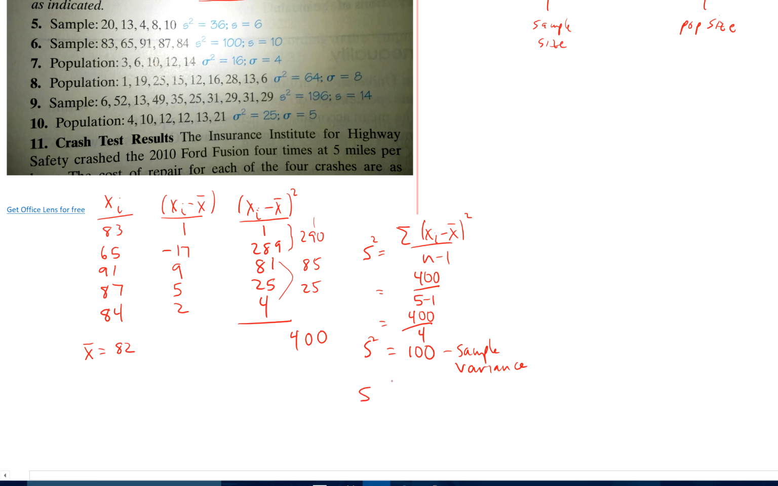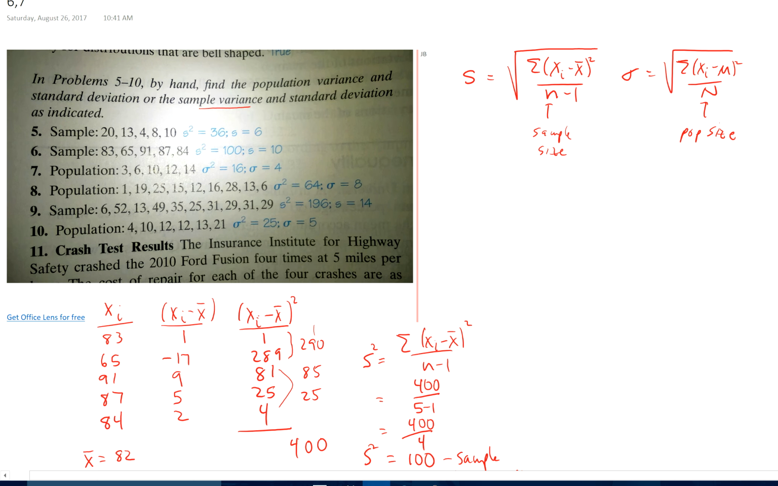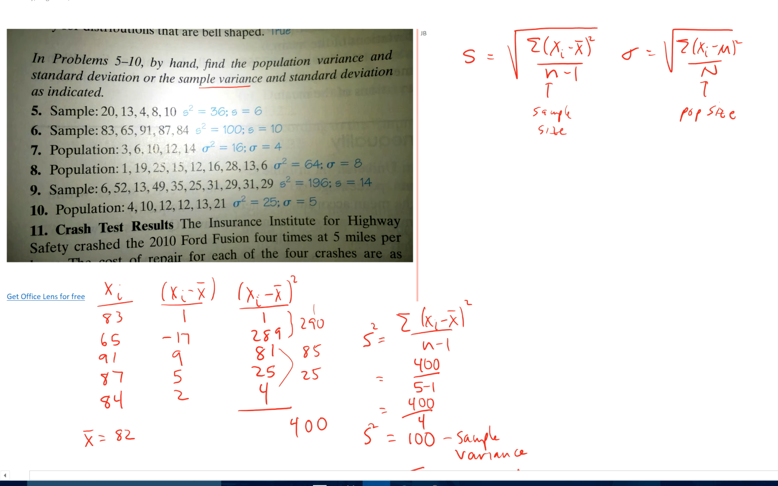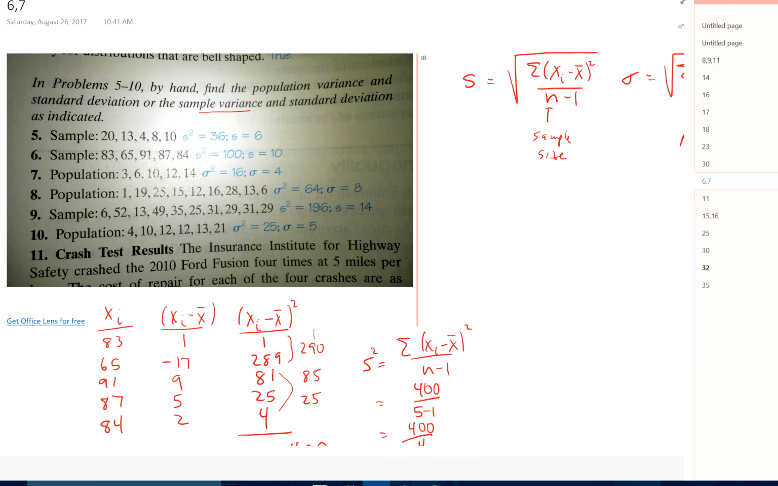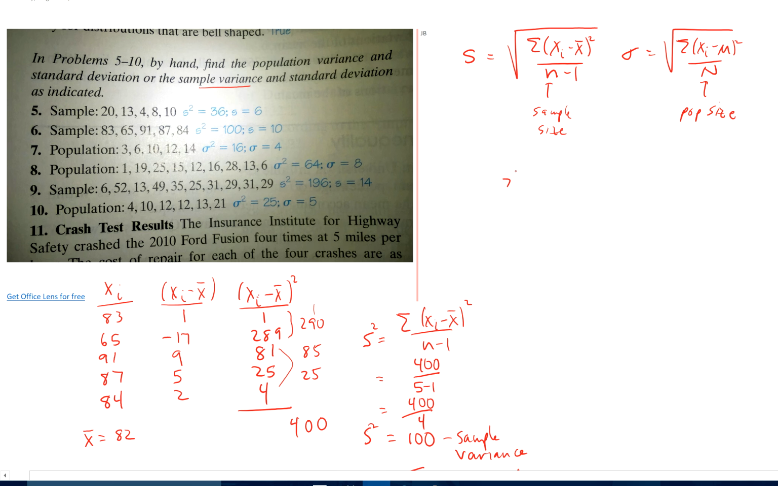And so I take the square root of both sides and get s is the square root of 100, which is 10. That's the sample standard deviation for number 6. Okay? And then for 7, we've got population. Let me just double check, make sure I'm doing what I need to be doing. So 7, we're doing the population variance and standard deviation for that.